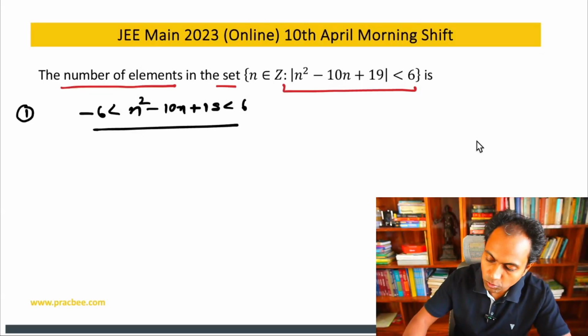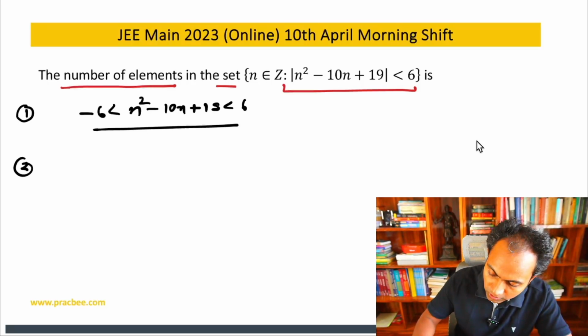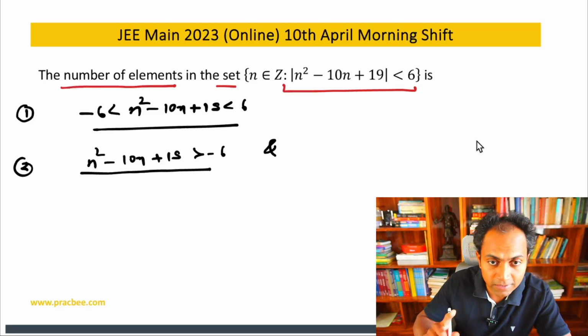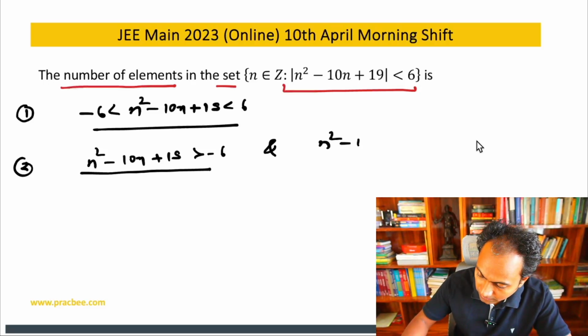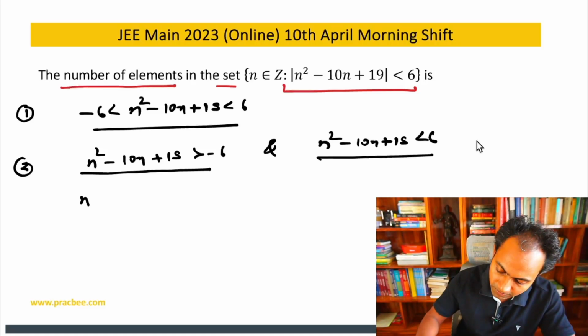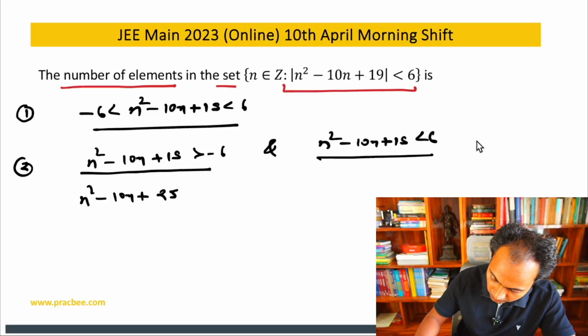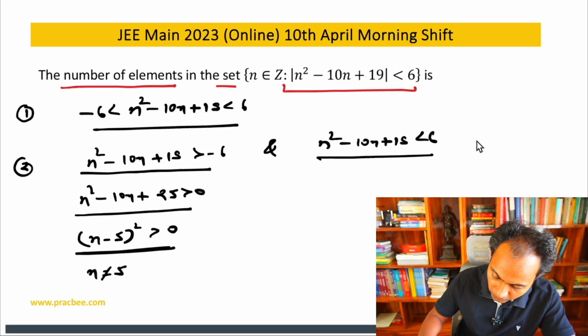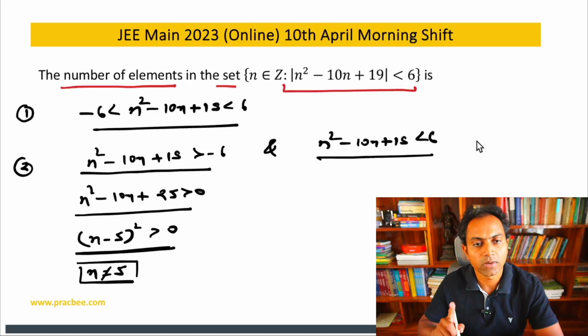Now if I look into step 2 of this question, we are going to split into two inequalities. So either n square minus 10n plus 19 should be greater than -6, and there is an n in between, don't forget that, n square minus 10n plus 19 should also be smaller than 6. We'll have to solve both of these and take the common solution. If I solve the first one, it becomes n square minus 10n plus 25 is greater than 0. This can be written as n minus 5 whole square is greater than 0. Now this will always be true except when n is equal to 5. At 5 it will become equal to 0 and it will not satisfy. So n cannot be equal to 5.